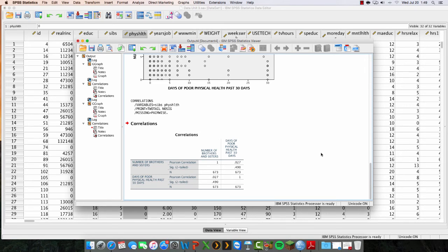Nada, right? Pearson's correlation coefficient well below 0.25, which is our rule of thumb we talked about. The two-tailed significance is 0.49. Remember, we're looking for something that's lower than 0.05. I'll say that again, lower than 0.05, not 0.5. This is way above. So this one, there's no linear relationship between these two things.